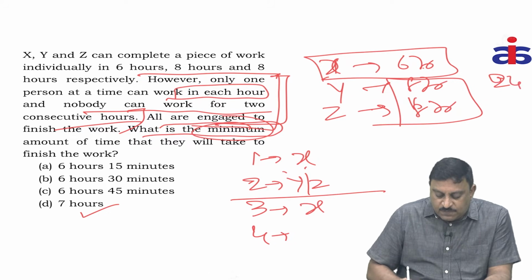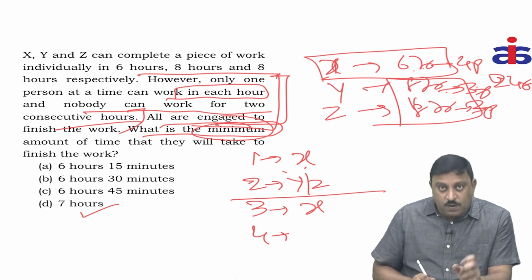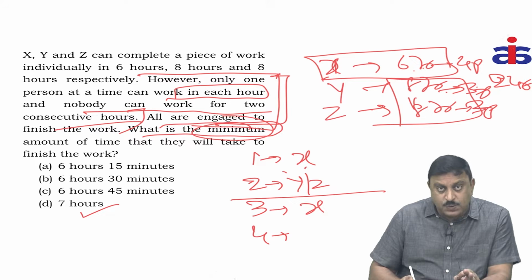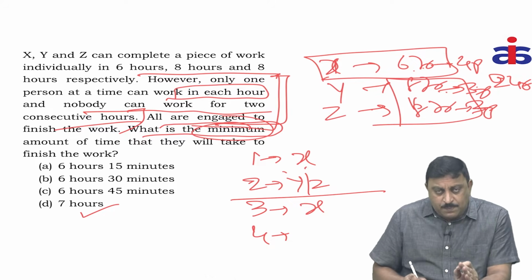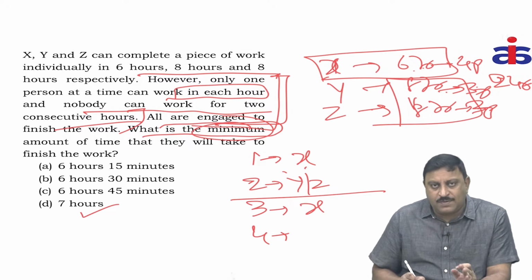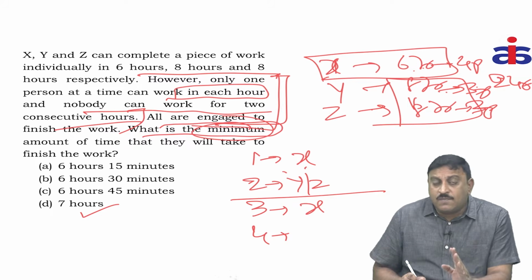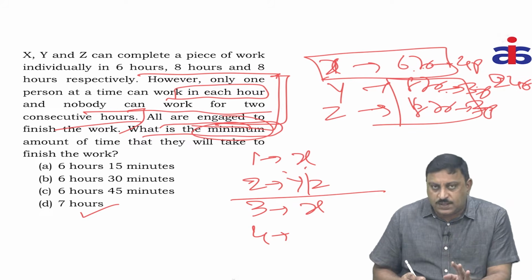So 24 units of work means X in 6 hours is 24, which means daily he will do 4 packets of work. And Y will do 24 divided by 8, that is 3 packets. And Z also is 3 packets. So we'll go with this one. LCM is the best one to do here, right? Some people have done this with fractions. Never ever do this with fractions, right?